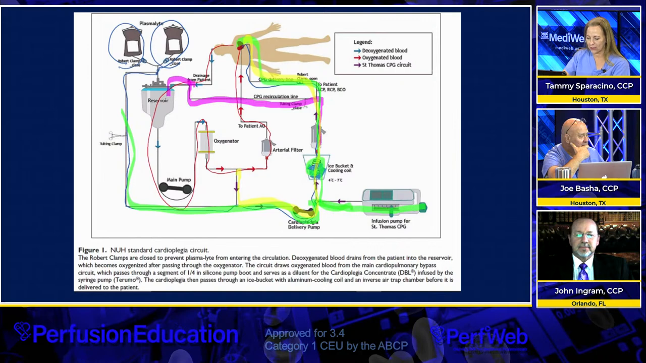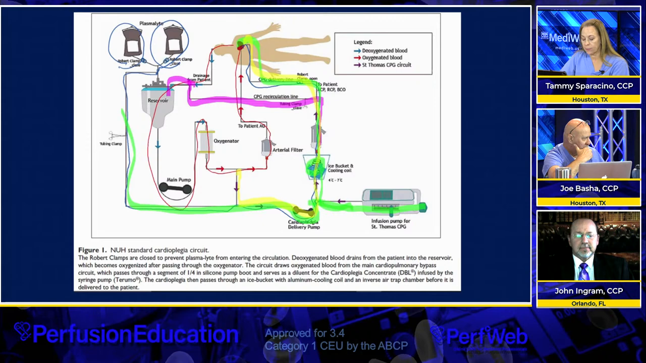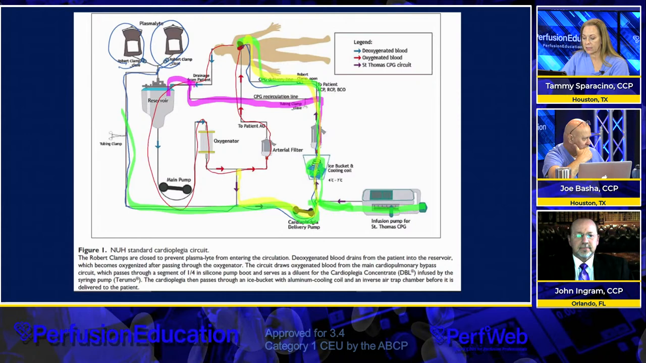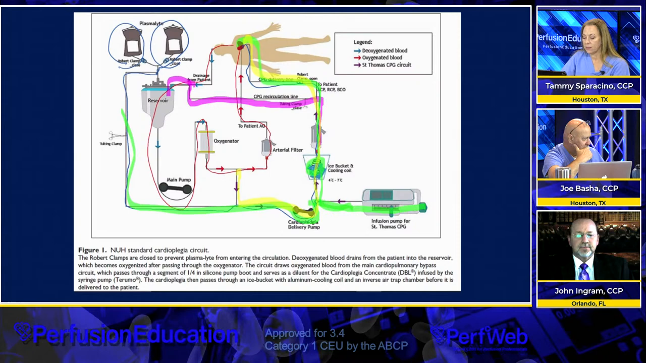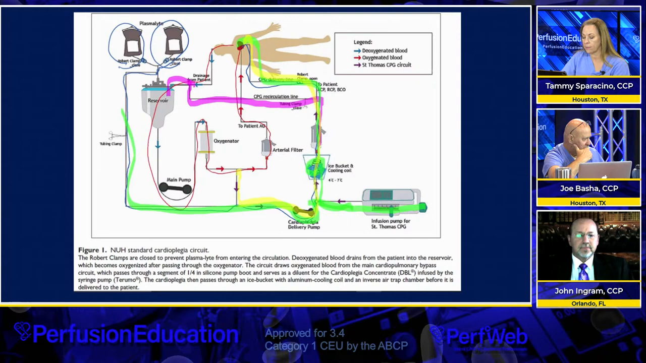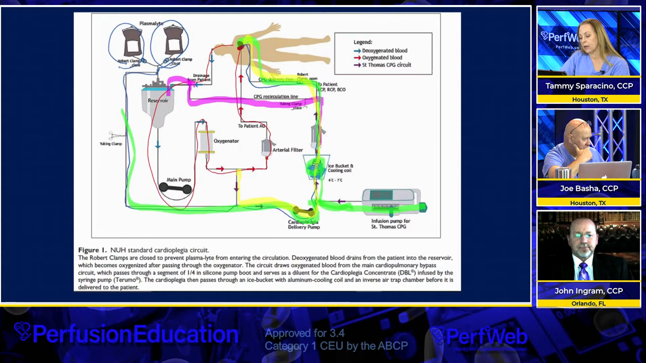So this is the circuit they designed. And I'll just read you the description briefly. So the standard cardioplegia circuit at NUH has Roberts clamps that are closed to prevent the plasma-lyte from entering the circulation. Deoxygenated blood drains from the patient into the reservoir, which becomes oxygenated after passing through the oxygenator. The circuit draws oxygenated blood from the main cardiopulmonary bypass circuit, which when they say circuit, they're meaning their cardioplegia circuit.